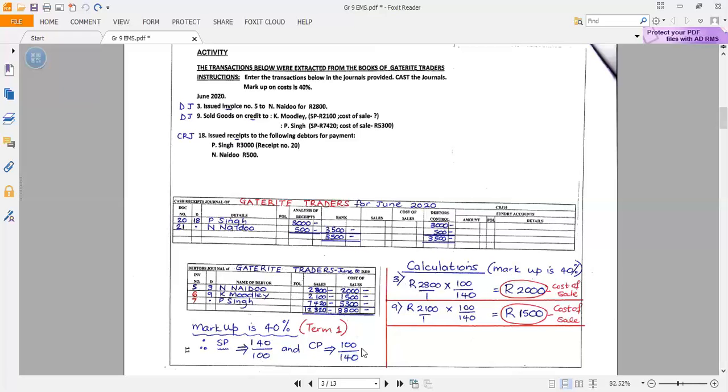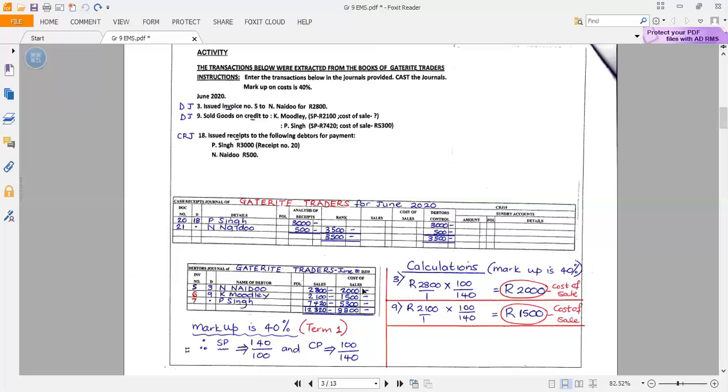So keeping that in mind, let's go to transaction for the 3rd. The 3rd, we are given 2,800. We multiply it by 100 over 140. Remember, I'm calculating the cost of sales, and cost of sales is always a smaller amount. Can you see the smaller fraction is 100 over 140. So it's 2,800 multiplied by 100 divided by 140. That gives me an answer of 2,000 Rand. So I will take this 2,000 Rand here and I am going to enter it under the cost of sales column here.